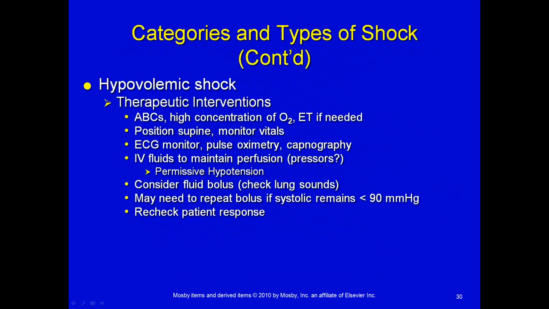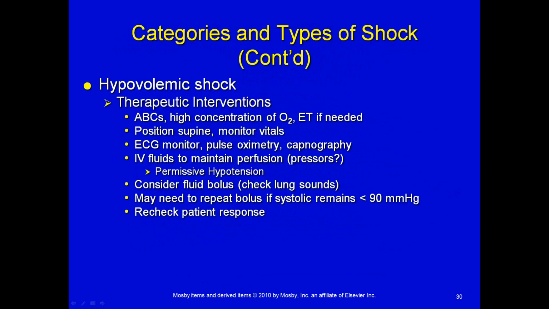If it's greater than that, great. We don't have to worry about anything. They don't need any volume. But if it's less than 90, we're going to give them small infusions, 250 mils at a pop, and reassess their pressure to make sure that we keep it around that 90 or the mean arterial pressure around 65.